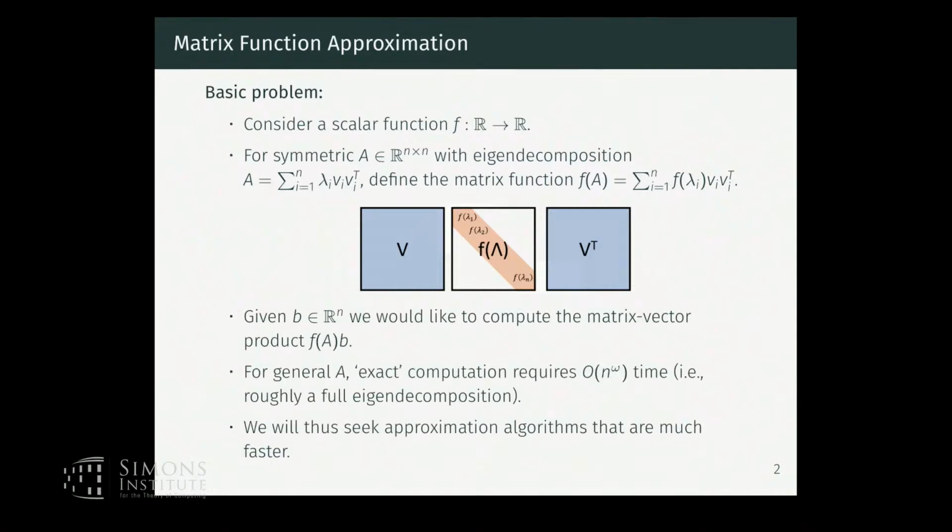What we want to do is compute the matrix vector product f of A times b. Okay, I don't want to compute all of f of A. I just want to multiply f of A times a vector. Understand its action on a vector. Now, for general A, unless I have a lot of structure, exact computation of this is not really possible, but very high accuracy computation essentially requires, if I want to directly compute it, a full eigendecomposition, and reweighting the eigendecomposition. It takes me something like n cubed or n to the omega time. So what we want is approximation algorithms that are a lot faster than this. Okay? So that's the problem.